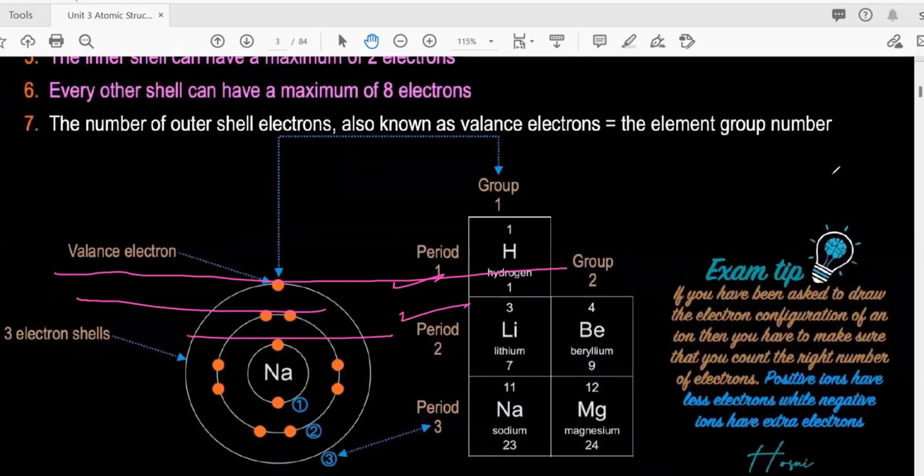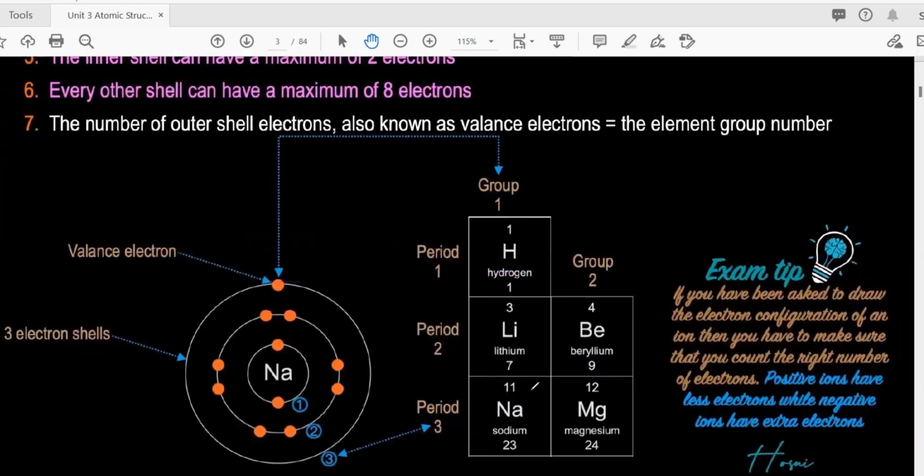Now here they have given sodium. Sodium is 11 and 23. So if I ask you, sodium is 11, how many protons are in sodium? 11, because it is the same number. How many electrons? 11. How many neutrons? 23 minus 11 is 12.